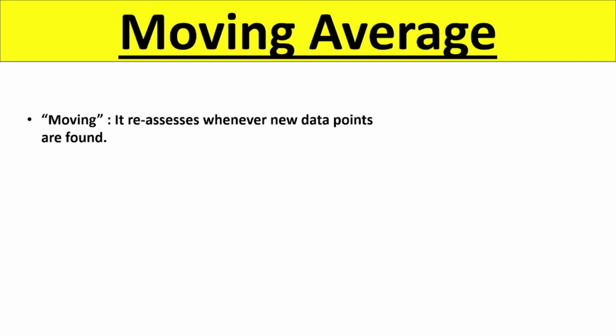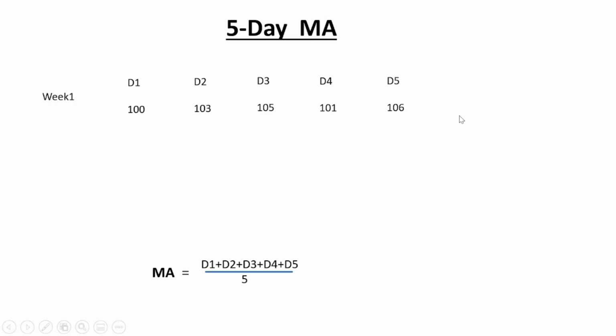Actually, it reassesses whenever new data points are found when we are applying this moving average indicator on the chart. Let me elaborate this in a simpler way for you. So, friends, I have taken some price data points here. Let's suppose this is week one, and each day. This is day one closing price, and this is day two closing price of an asset, and day three closing price, and day 4 and day 5. All right, so let's suppose I want to use a 5-day moving average here.